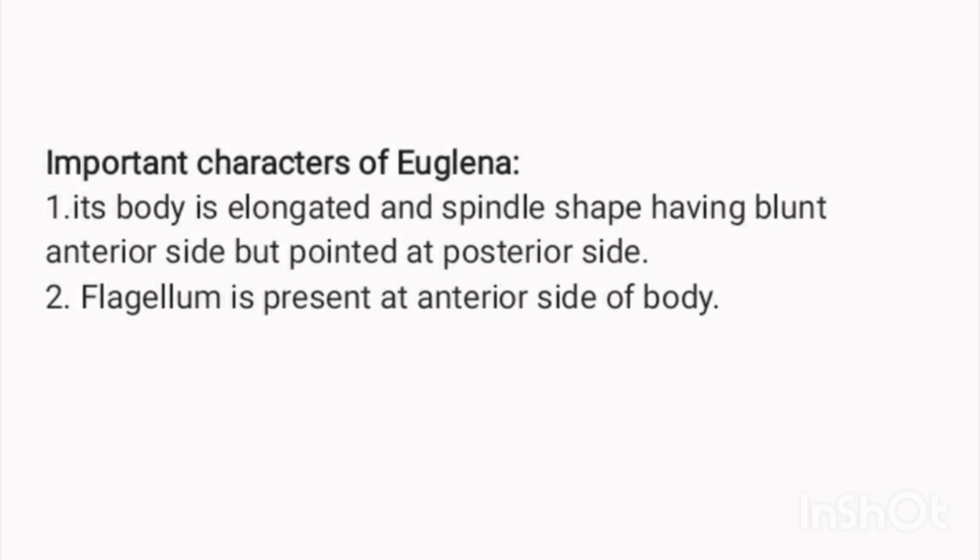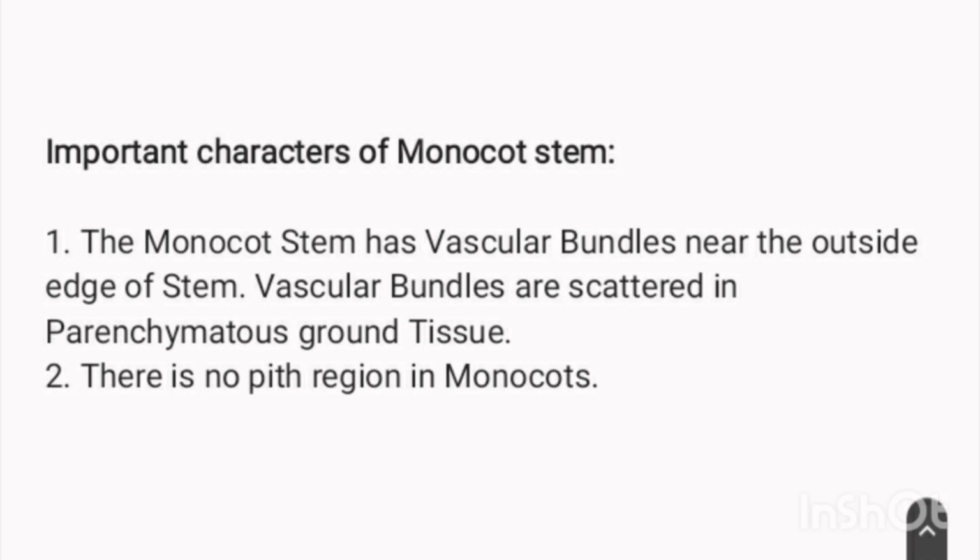1. Its body is elongated and spindle shape having blunt anterior side but pointed at posterior side. 2. Flagellum is present at anterior side of body. Important characters of monocot stem. 1. The monocot stem has vascular bundles near the outside edge of stem. Vascular bundles are scattered in parenchymatous ground tissue. 2. There is no pith region in monocots.